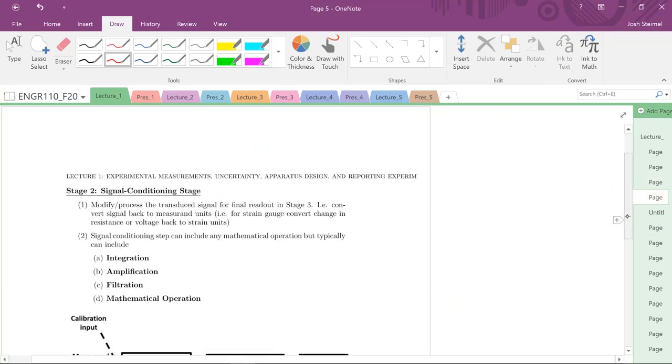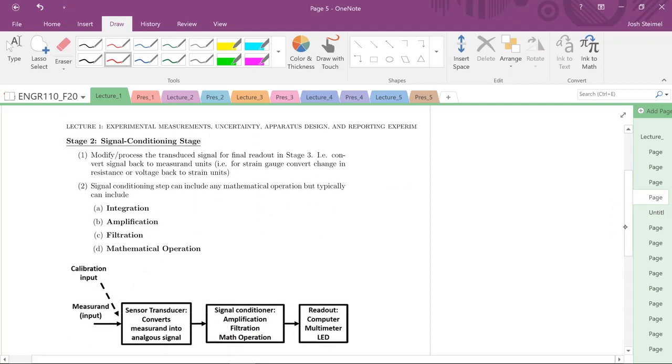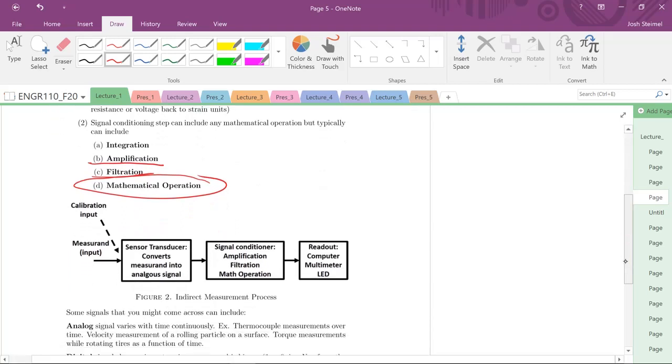The second stage is what I previously mentioned, the signal conditioning stage. Once we convert that signal into some type of analogous signal that we want to work with, we can do some operations to clean up that signal. We can amplify that signal, we could filter that signal, we could do basically any mathematical operation in order to improve the signal. Usually this mathematical operation is used to get back to our measurand, or what we're trying to measure initially. That's the purpose of that second stage.